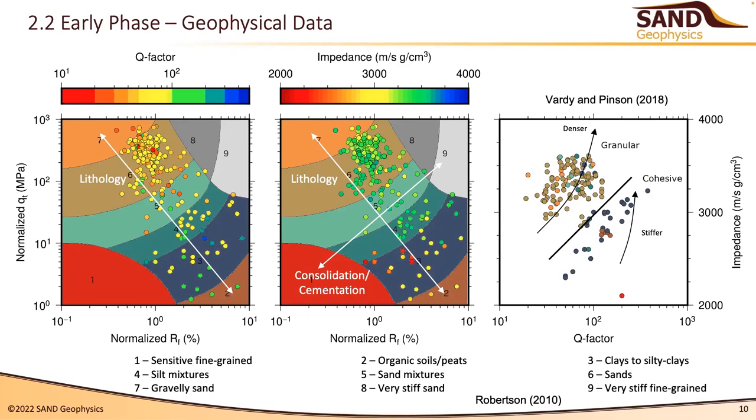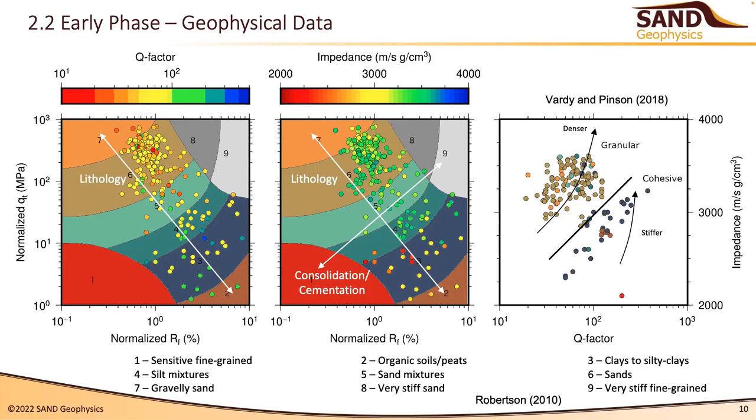With impedance, the behavior is slightly different. With impedance in the middle plot, the yellows and the reds tend to plot more down towards the bottom of the chart, so more in the fine-grained and lower levels of consolidated material, whereas the greens and into the blues tend to plot up in the top part of that chart. So as you're going into the coarse grained and the more consolidated material.